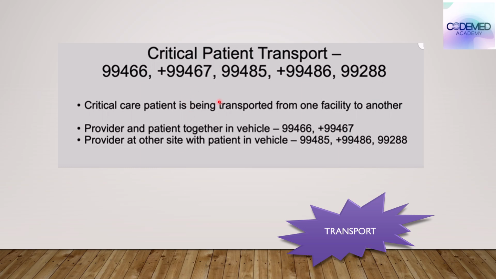Now these codes are for the critical care patient transport. They are 99466 to 99486. A critical care patient is being transported from one facility to another. The code varies: when the provider and the patient are together in the vehicle, you use this code. When the provider is at the site with the patient in the vehicle, you use this code. So this is mainly for the critical care transport code, and these are also very important.